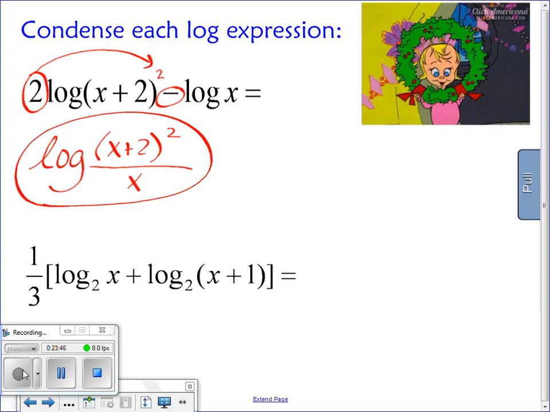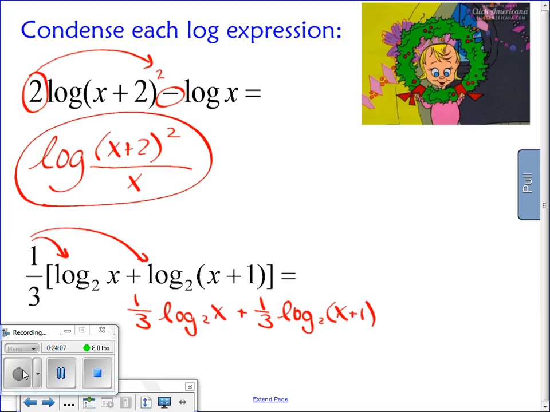All right. For this one, personally, the first thing I would do is distribute this. You can distribute it to this log and to this one. So we'll go one step at a time here. So I'll have 1/3 log base 2 of x plus 1/3 log base 2 of x plus 1. I just distributed the 1/3 to get rid of those brackets, which were driving some of you crazy.